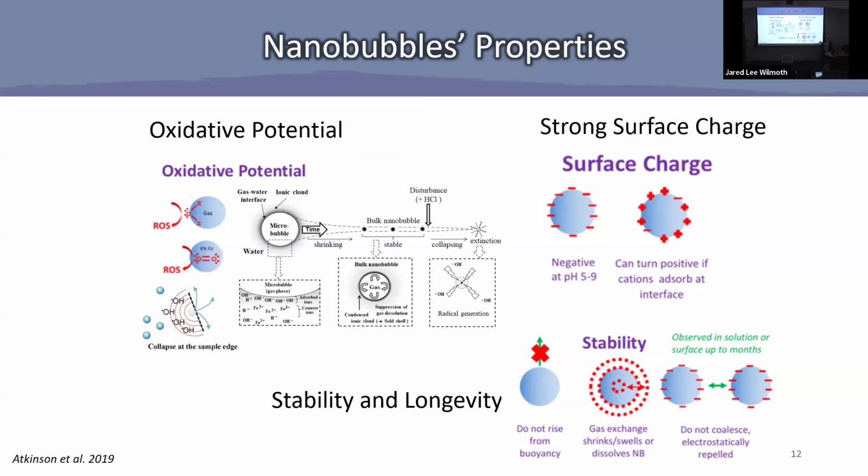Apart from that, nanobubbles are known to have a negative surface charge, and so they could essentially bind to positive cations at the interface. And like I mentioned, they're known for their stability and longevity. They don't rise, and because of Brownian motion, they just remain suspended in water for long periods of time.